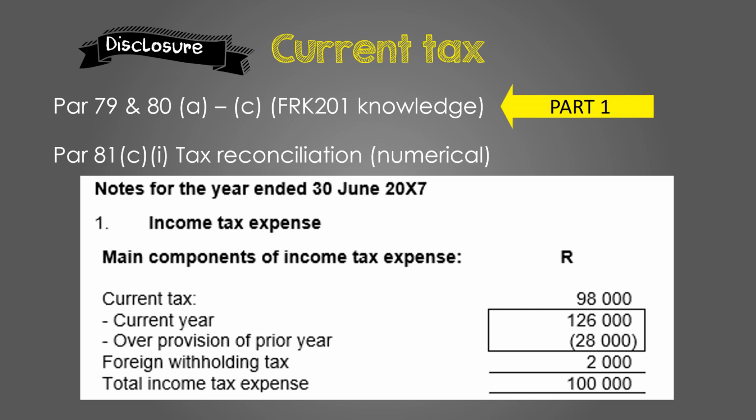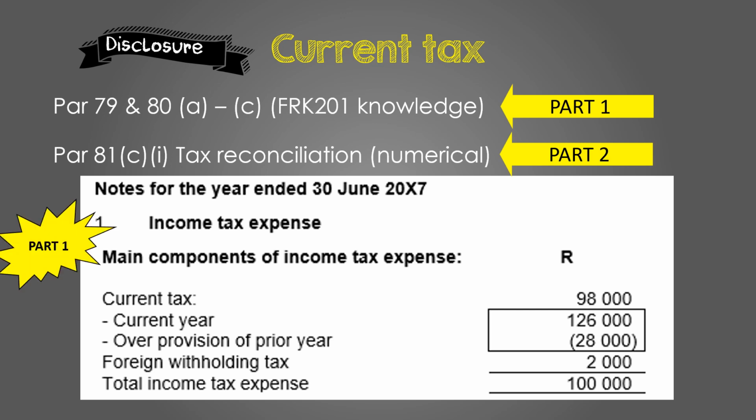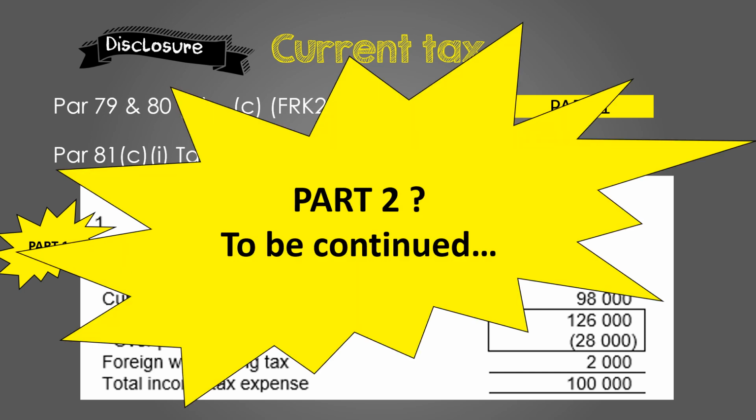There's also a part 2, which is your tax rate reconciliation. And you'll find those requirements in paragraph 81. That's your part 2 of the note, which you have not done before, which we will be doing in FRK 300. And I advise you to start loving that tax rate reconciliation because that is the test of whether you understand deferred tax or not. Okay, so you are familiar with part 1, and then part 2 will be explained to you at a later stage when we get to deferred tax.